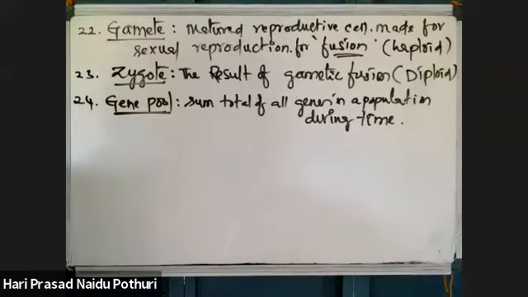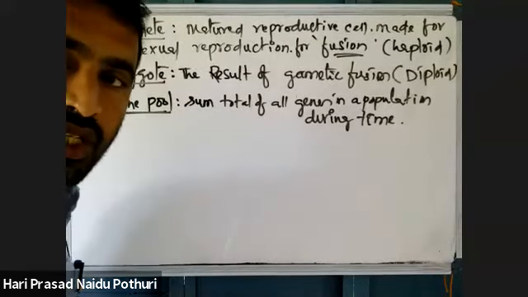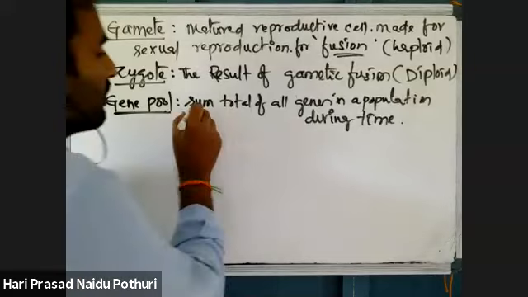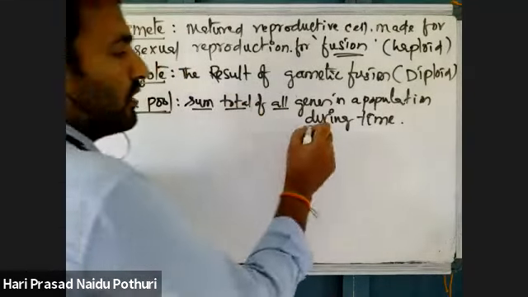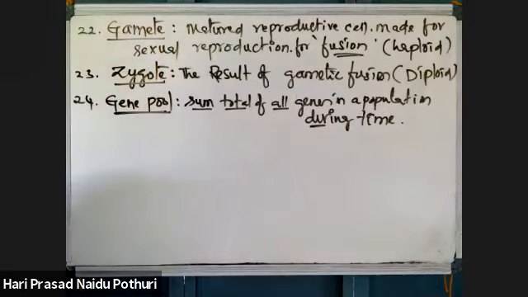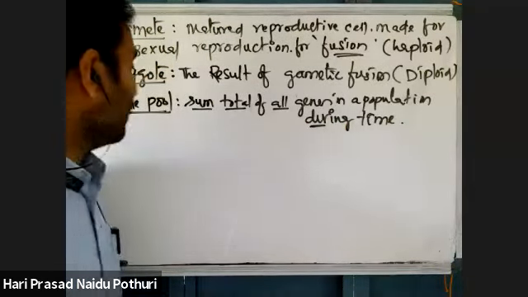Gene pool. Gene pool means the sum total of all genes which are present in a population at a given time. That is called as gene pool.